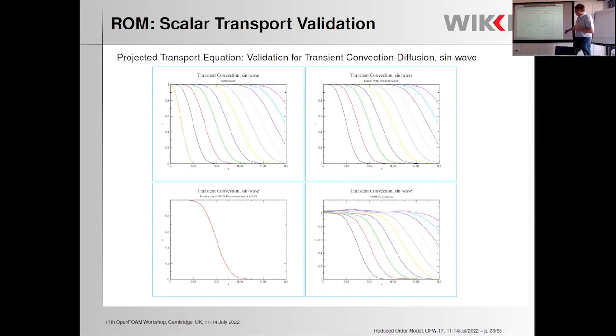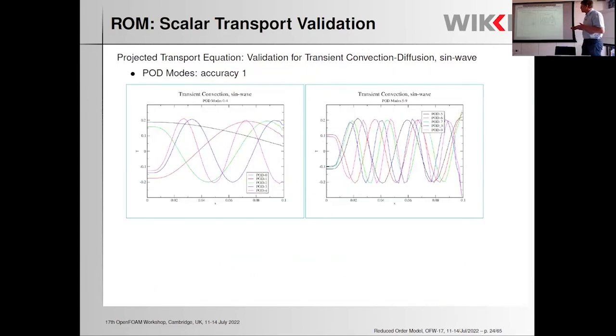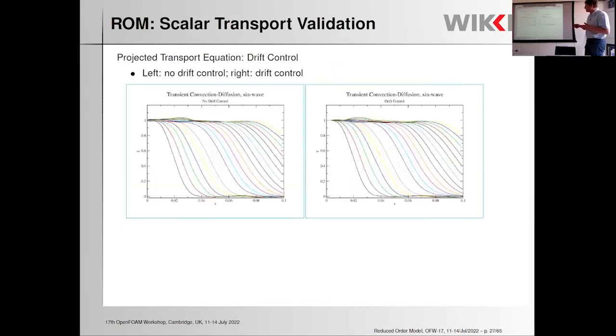And will I do the same stabilization over here? No, because my convection, in the finite volume knowledge, says the stuff comes from left to right. I have to concentrate on my inlet Dirichlet boundary condition and not worry about my outlet one. So with drift control, I can make this better.